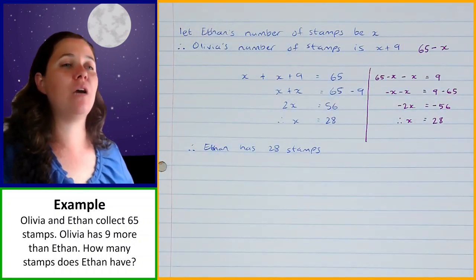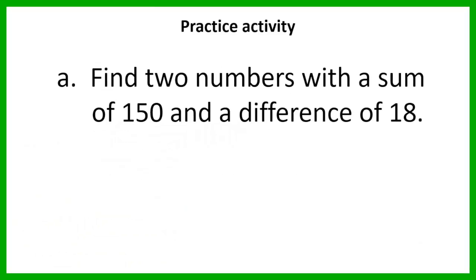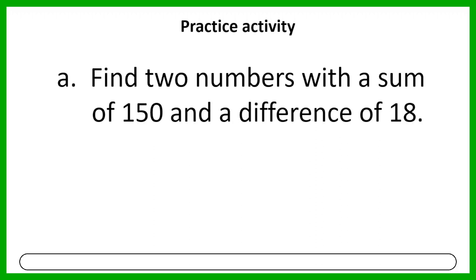Right, so now I'm going to let you have one that you're going to try for yourself. In this question, you have to find two numbers with a sum of 150 and a difference of 18. Now remember, sum means the result of addition. So if we add the two numbers, we're going to end up with 150. And difference means the result of subtraction. So if I subtract the smaller one from the bigger one, I will end up with 18. Okay, so now I'm going to give you 2 minutes to try and solve this word problem.